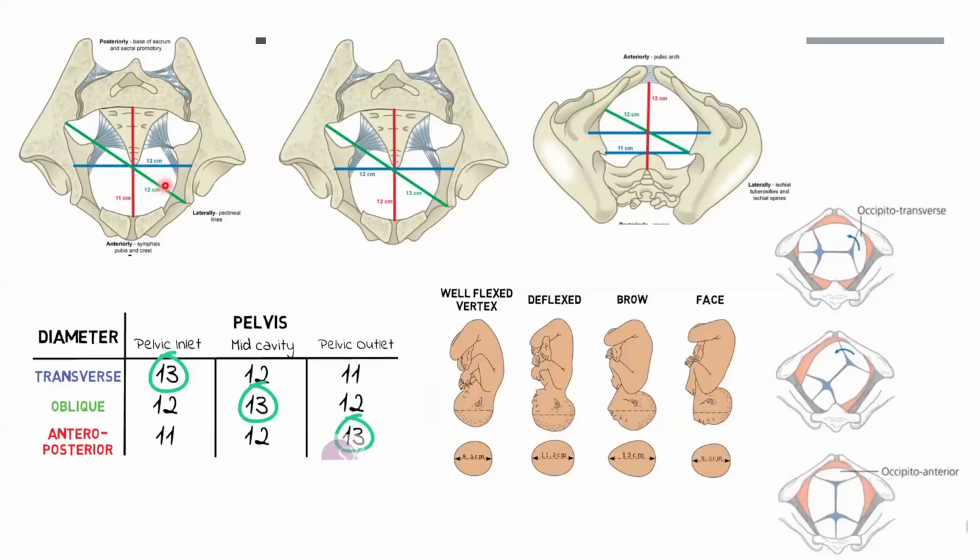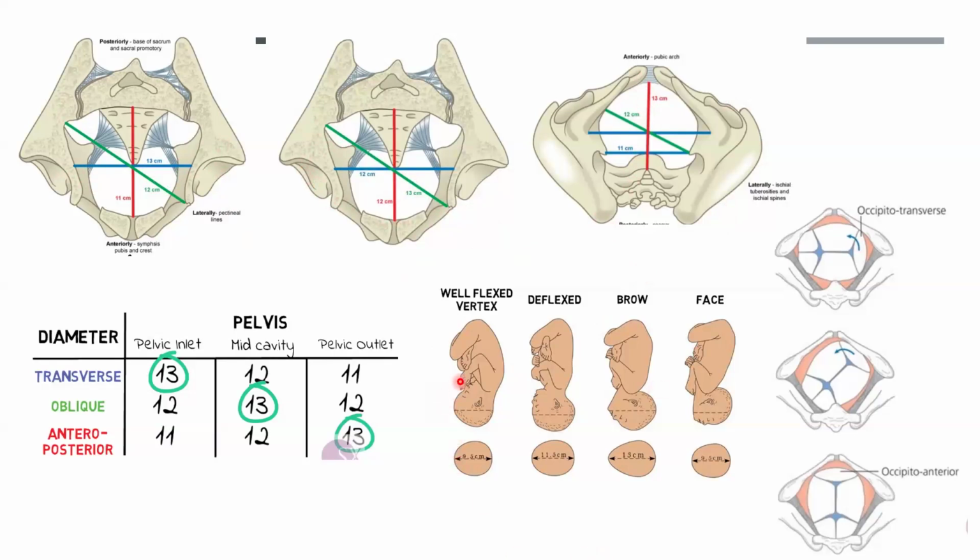If we look at the middle cavity, where is the largest diameter of 13 centimeters? It's in an oblique manner. And if we look at the outlet, where is our largest diameter? In an anteroposterior direction of 13 centimeters. So what is the whole point of delivery? We want the smallest part of the head to go through the largest part of the pelvis. And this is why we have the baby rotating. That's basically it.